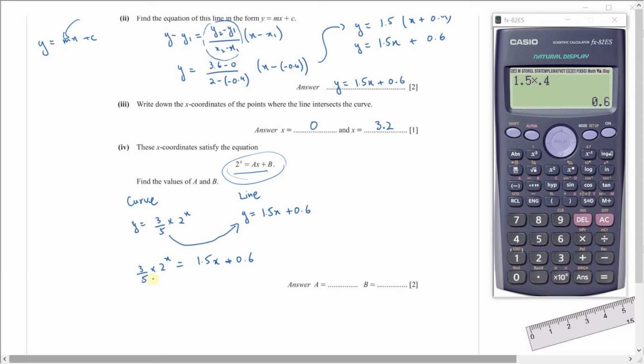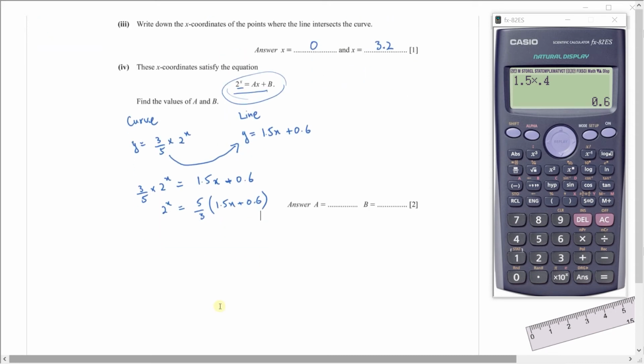Now I have to convert this equation in this form where I have 2^x on one side of the equation and everything else on the other side. So I have 2^x here. I will take this 3/5 to the other side. So 2^x, 5 will go in the numerator, 3 will go in the denominator. On the other side will be multiplied by this whole side.